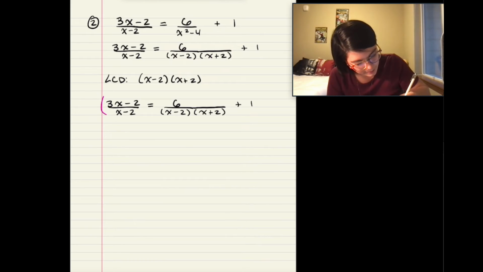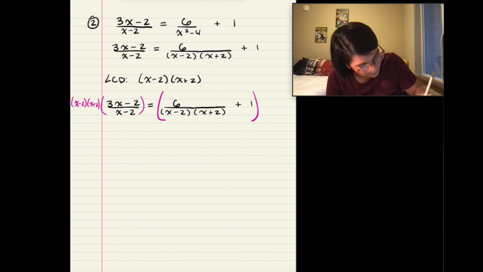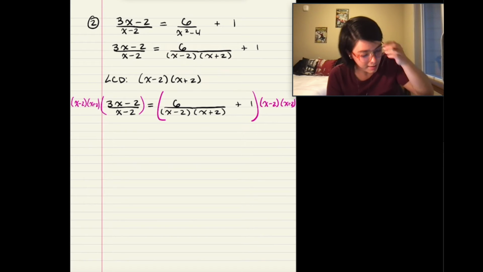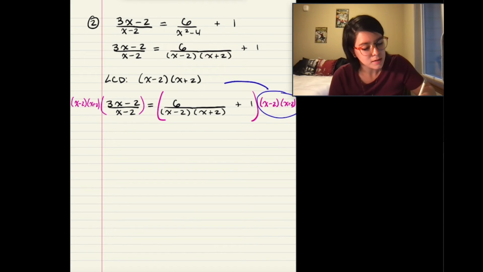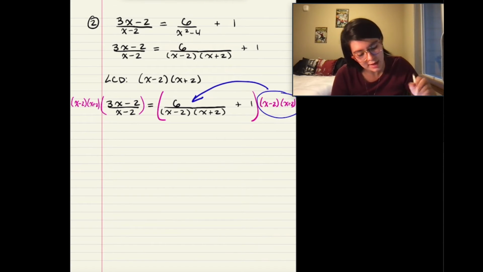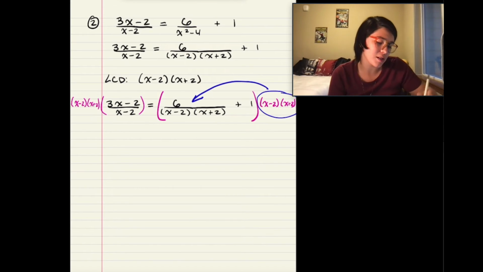So we'll multiply the left by x minus 2, x plus 2, and we'll multiply everything on the right by x minus 2, x plus 2. And just like in the last problem, remember we need to distribute this x minus 2, x plus 2 to both terms. So both the 6 over x minus 2, x plus 2, and to the 1. Don't forget about that one.